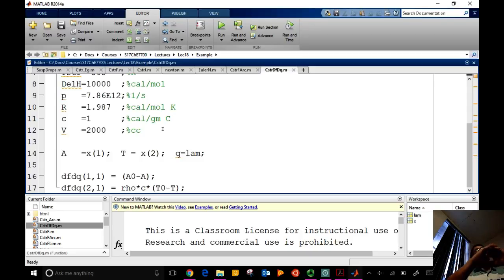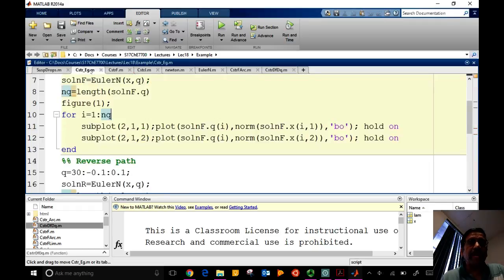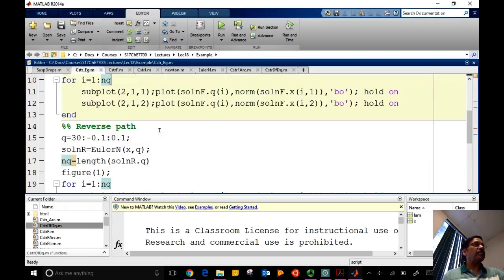Remember, these ideas can be extended to another parameter that is varying. Okay, it can be inlet temperature, it can be inlet composition. The ideas are the same. So which parameter you continue, you decide. And once you have that, you go back to your original function in the next path.